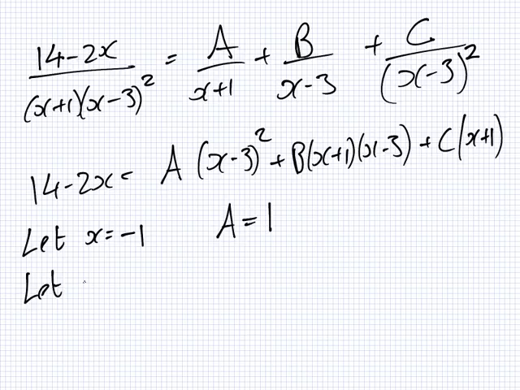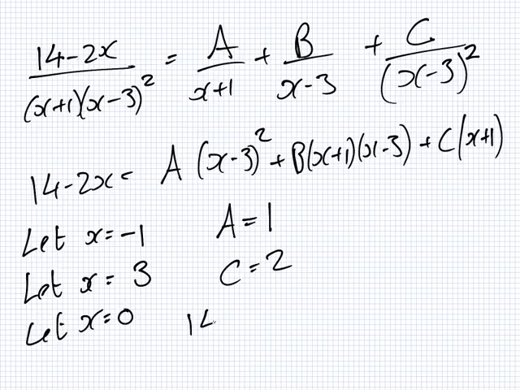Let x equal, what will we do next? 3, isn't it? So that will be 4c equals 8. So c is 2? Yes. C is 2. And then finally, let x equal 0. So we'll get 14 equals 9a minus 3b plus c. So that's 9, 10, 11. B is minus 1? Great. So we have our a, our b, and our c now.